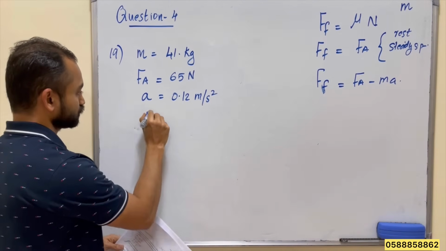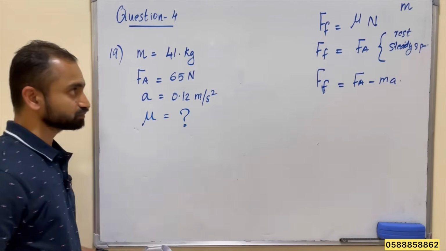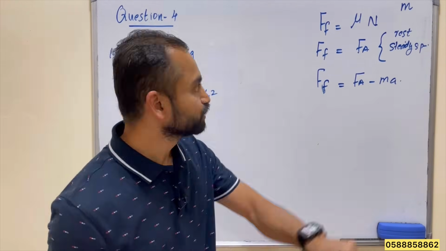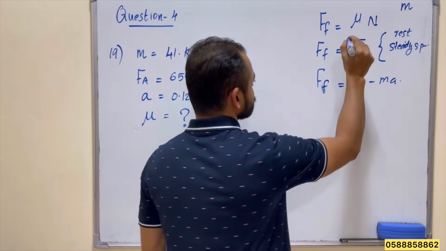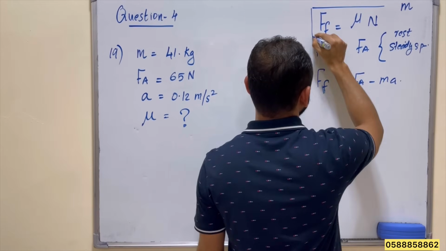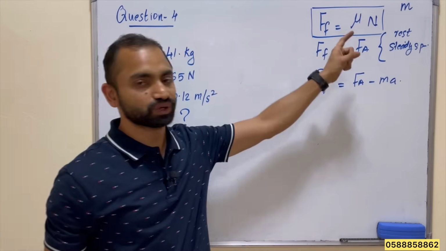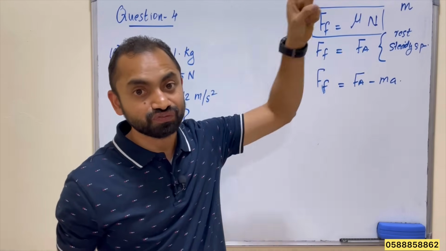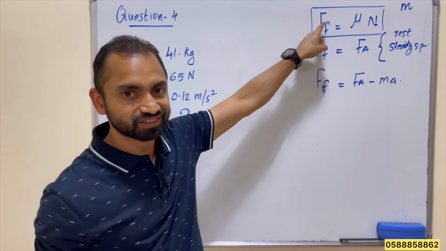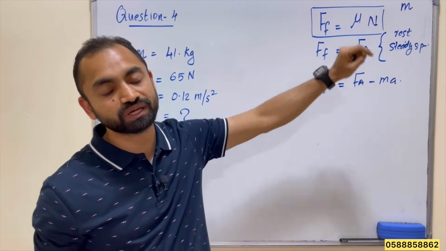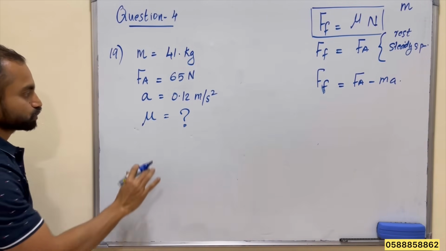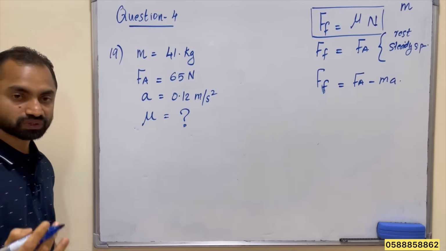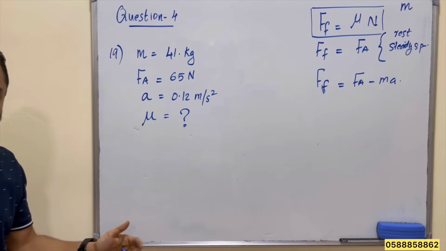So you need to calculate the coefficient of friction. You can calculate the coefficient of friction only if you know friction. See, the coefficient of friction is there only in this equation, right? Only in equation 1 there is the coefficient of friction. Mu is the coefficient of friction. If you know friction, then only you can calculate it. Friction is not given here, so first you have to calculate friction. So how to calculate friction?